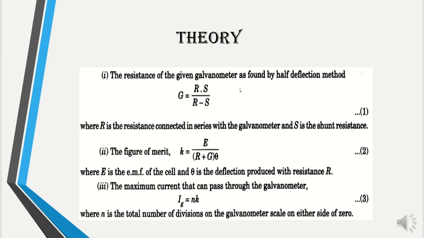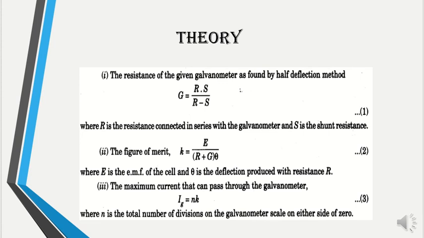The figure of merit is represented by K. As already told, it is used to categorize the performance of a device. Its formula is K is equal to E divided by (R plus G) times theta. Here E is the EMF, theta is the deflection produced when the resistance R is given, and G is the internal resistance of the galvanometer. The maximum current that can pass through a galvanometer is given by Ig is equal to N K. Here N is the total number of divisions of the galvanometer and K is the figure of merit.